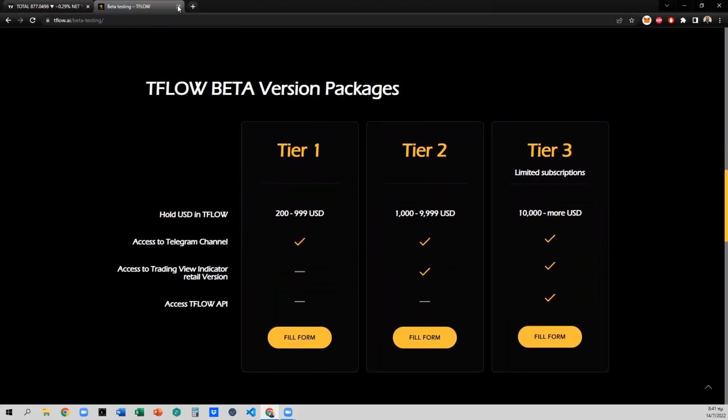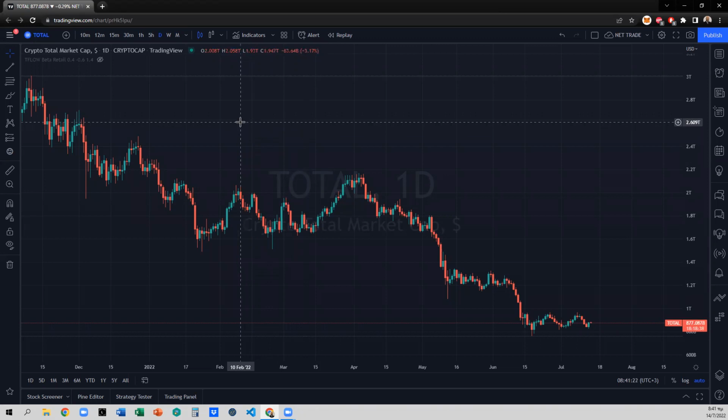And now we're leaving the TFLOW site for a demonstration of how to use the TFLOW beta retail algorithm. So I'm going to show you a net chart, which means that I don't have any indicators on this chart, just the price. And we're going to do our testing on the crypto total market cap price chart.